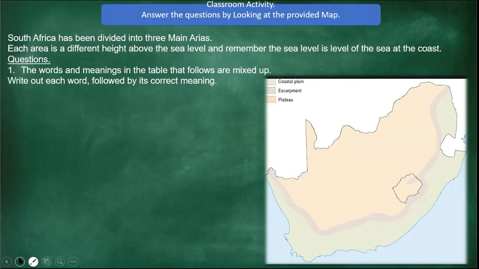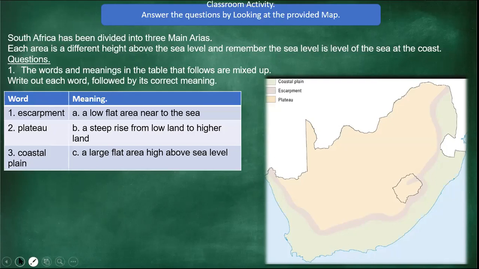Question 1. The words and meanings in the table that follows are mixed up. Okay, write out each word followed by the correct meaning. So I want you guys to tell me the answer for number 1. We have Faith.